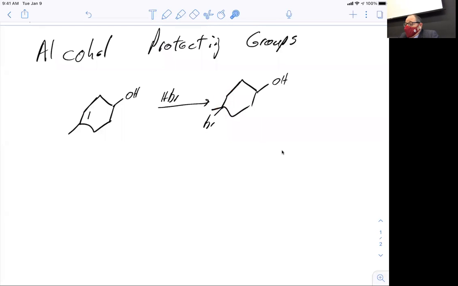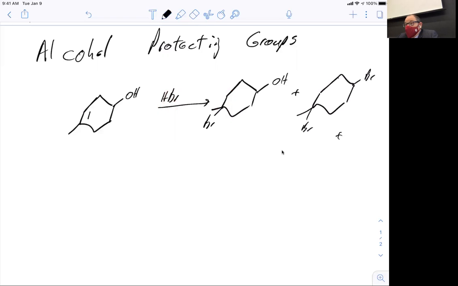the problem is that this alcohol is also reactive with HBr, right? So I could protonate the alcohol, and so I would have also ended up substituting the alcohol through an SN1 acid addition type process to get this product, right?